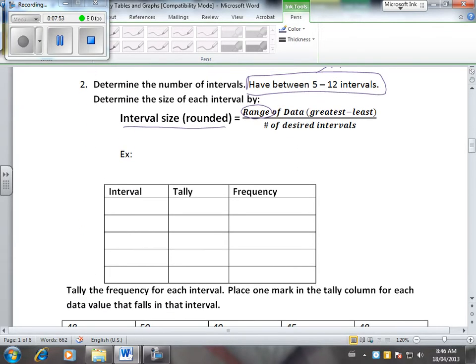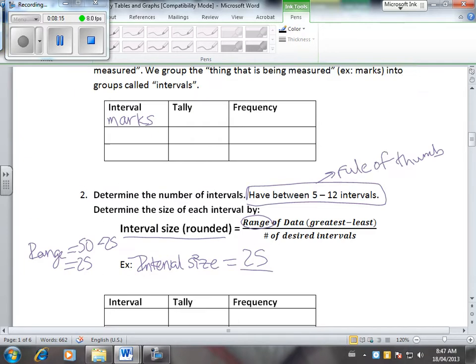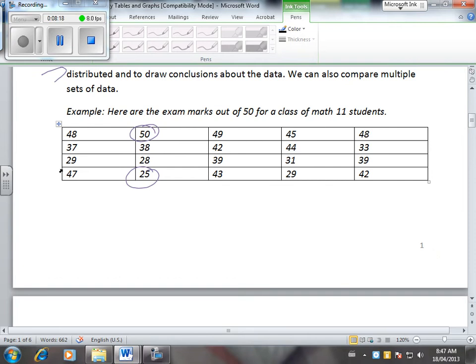I'll go back here, and we'll have range equals 50 minus 25, which equals 25. So we're going to look for our interval size equals 25 over, and then we have to think about how many intervals we want. So looking at this data and looking at the values, so that it's out of 50 and it ranges between 5 and 25, I think, and of course you can break this down, different people will break it down different ways. I think it makes sense if we go up by 5. So if we start at the lowest, 25, and go to 30, etc. So then we go 31 to 35.